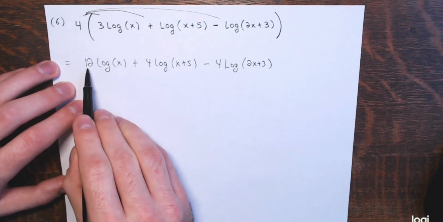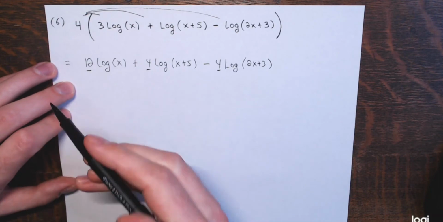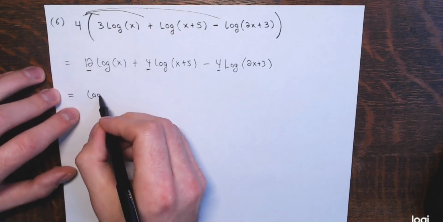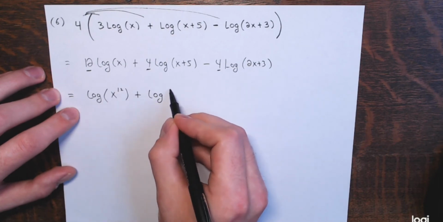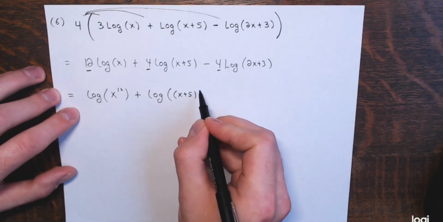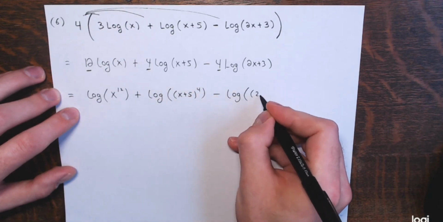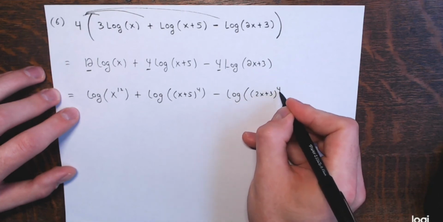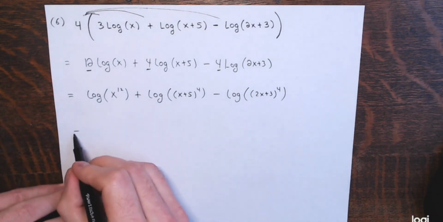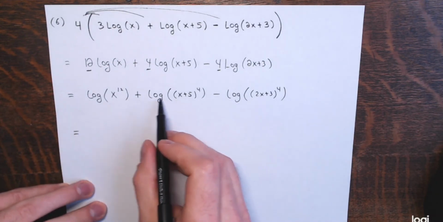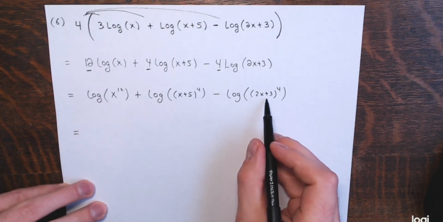And then I can put the 12 and the 4 and this 4 in as powers, right, applying the power rule. So this is the log of x to the 12th power plus the log of x plus 5, all that to the 4th power, minus the log of the quantity 2x plus 3, also to the 4th power. Alright, and then if you were to do this two at a time, these would go in the numerator, they're getting added, they're getting multiplied together, those go in the numerator, and then the minus will put this 2x plus 3 to the 4th in the denominator.